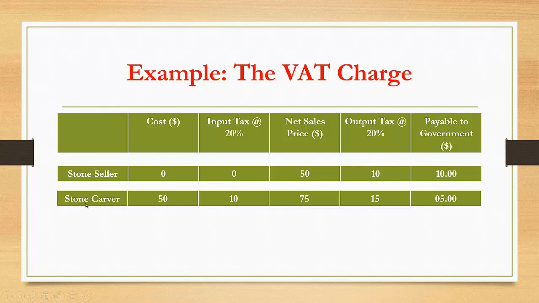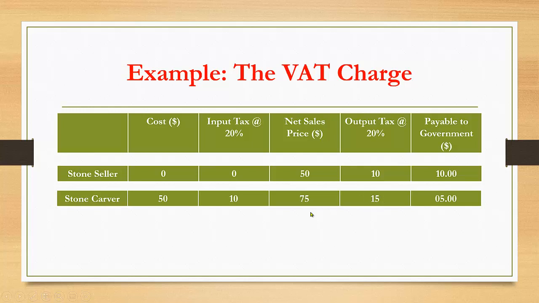Now the stone carver, when he receives the stone, the cost of that stone for this stone carver is 50. He has already paid $10 of tax, and now he will add some value. He will carve the stone, make some carvings, and finally he has added a value of almost $15. So the total cost for the stone carver is 60 plus $15. When they sell their product at a price of 75, the value added tax percentage is 20. So 20% of this amount will be 15.